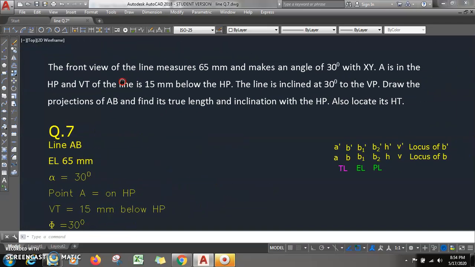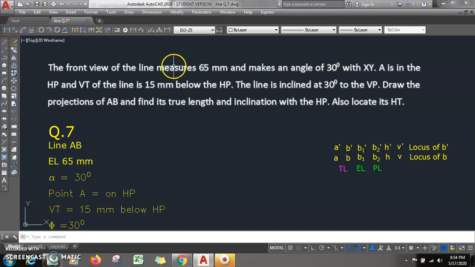What is given? The front view of line AB measures 65 mm. Let us say line is AB. The front view 65 means what? Elevation length of line is 65 mm. And it makes an angle of 30 degree with XY. Now front view is making 30 degree with XY means what? Alpha is equal to 30 degree.